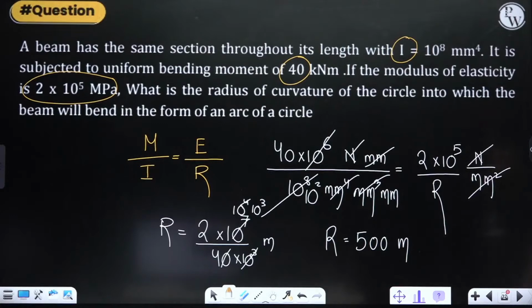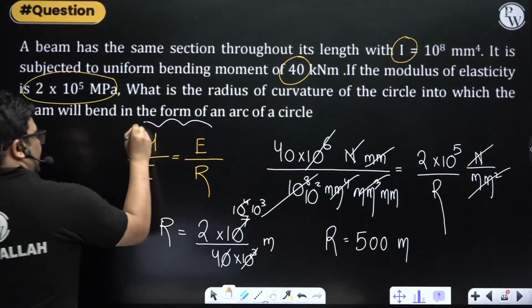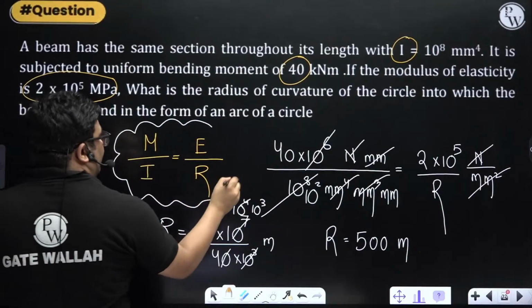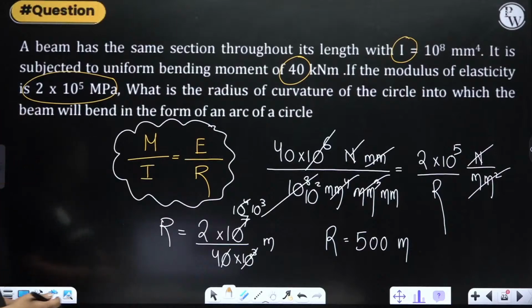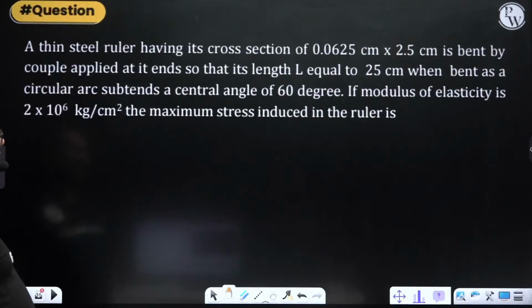So this kind of very simple question they can ask you from this equation, M by I is equal to E by R. They can ask you from the other equation also, the bending stress. Which one? You see here.